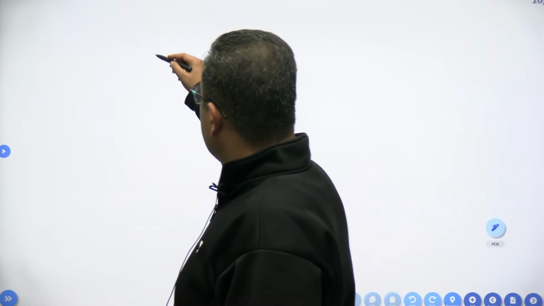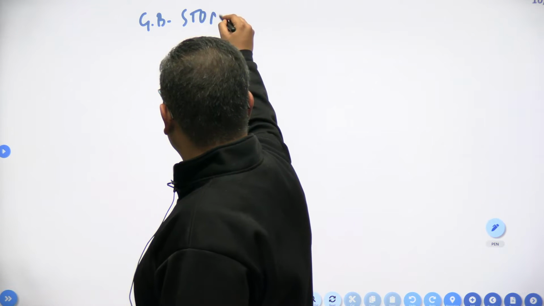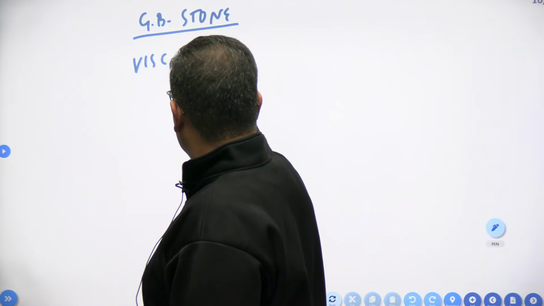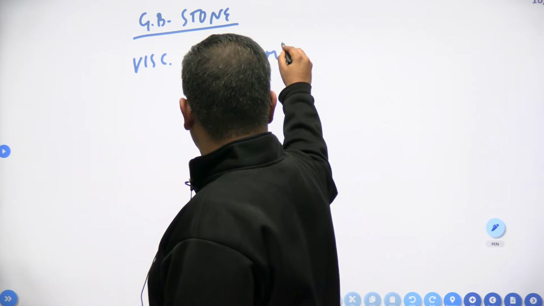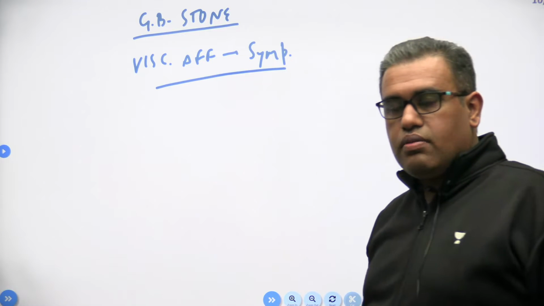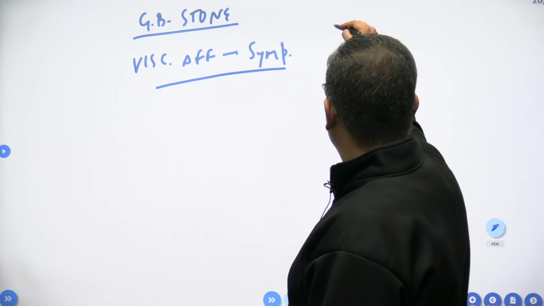So over here, how to proceed with the answer? We all know the diagnosis is a GB stone. So it's a viscera, and the visceral afferents are carried by what? They are carried by the sympathetic nerves. Basic thing. Now which sympathetic will supply the gallbladder? Gallbladder is a part of foregut, midgut or hindgut? Coming from the hepatic bud, it's a part of foregut.